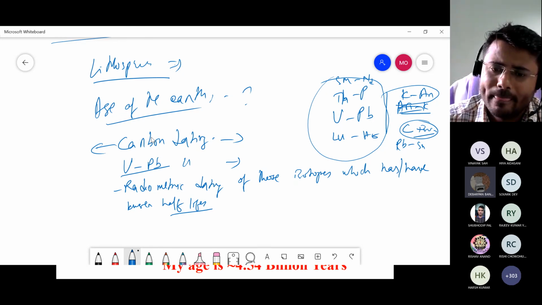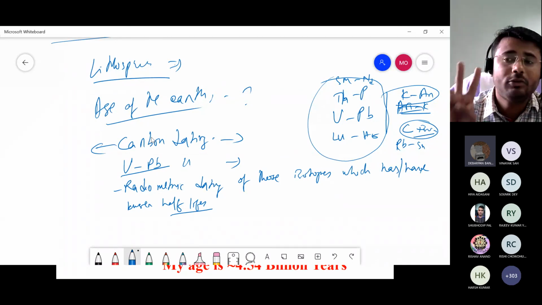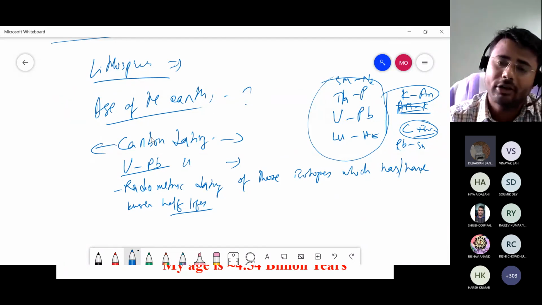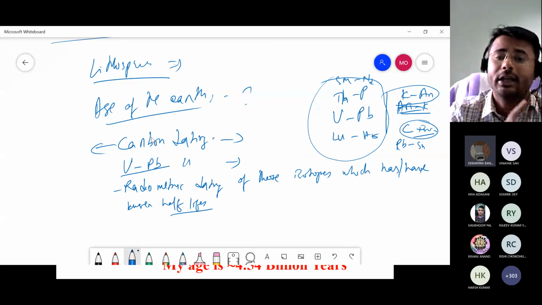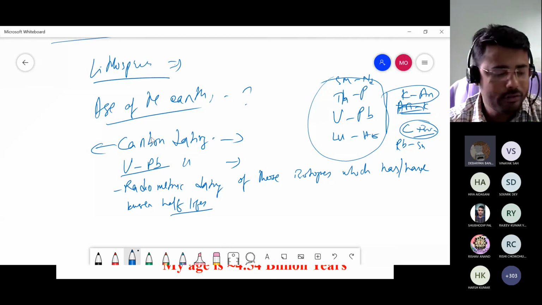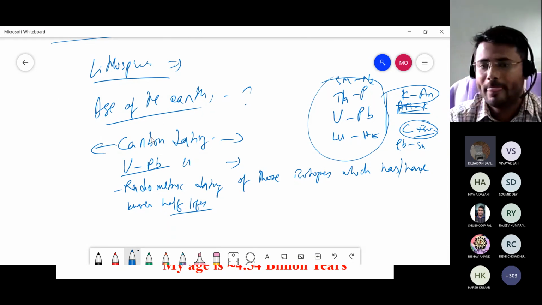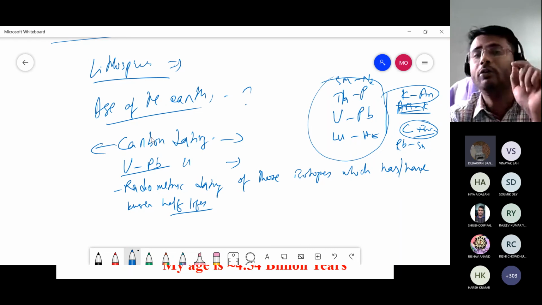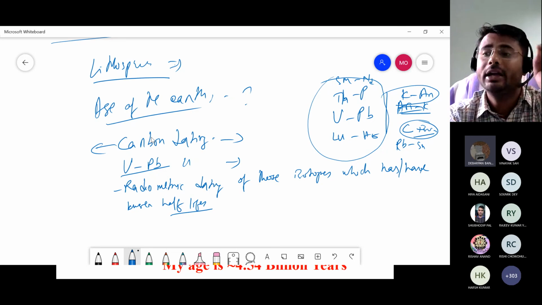Understood? This is clear, right? So there are two types of carbon: one is organic, the other is inorganic carbon. Whenever we use carbon dating, it is restricted to organic carbon. We don't use carbon dating on inorganic carbon. Carbon dating is a method used to understand the ages of a living body.